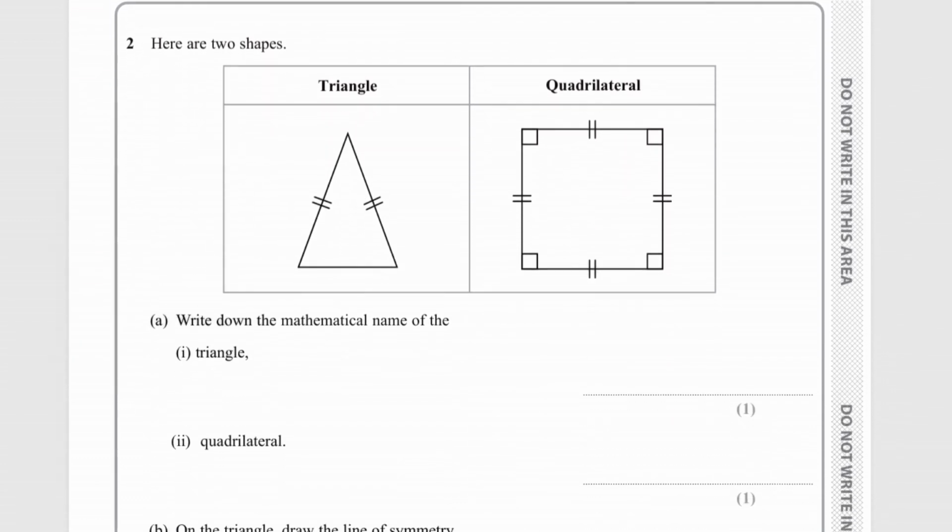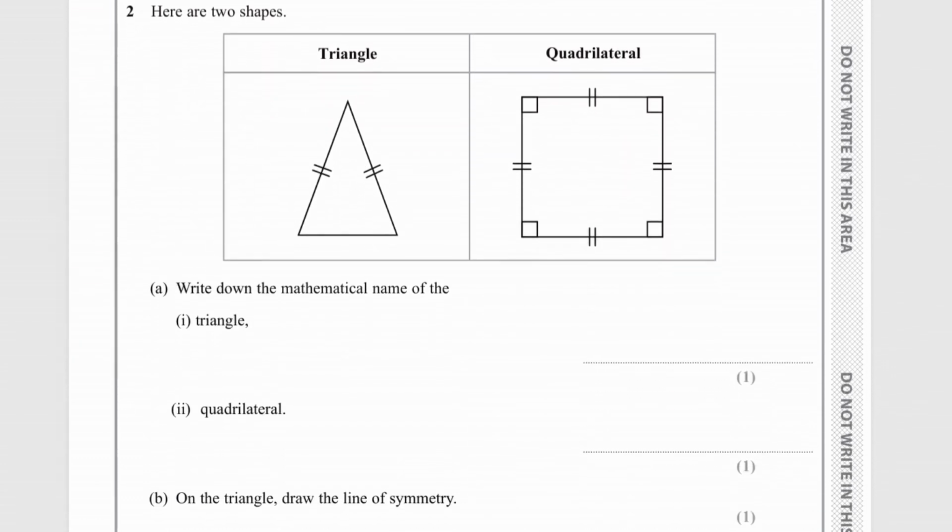Okay, we go to question 2. We have 2 shapes. Write the mathematical name of the triangle. This triangle where 2 sides are equal is called an isosceles triangle. Where all sides are equal is equilateral. Where no side is equal is scalene. So 2 sides equal is isosceles.